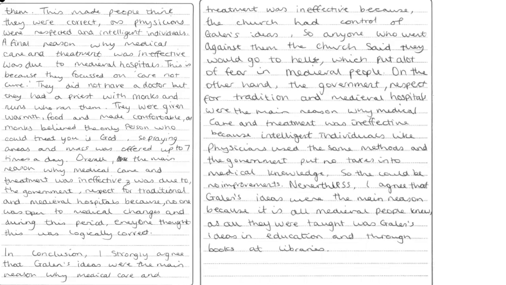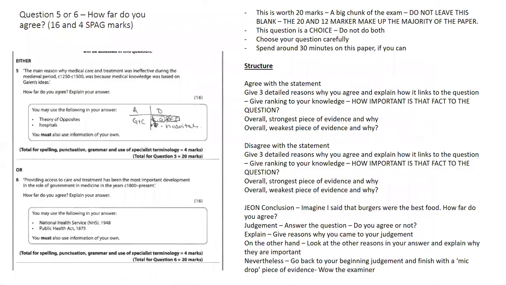Really strong answer. The ranking probably isn't there the way it should be, but to get 14 out of 16 and 4 out of 4 SPAG, really good. The spelling's not perfect in places, but the key thing is that they focus on the historical keywords. So just make sure you're spelling Galen, Hippocrates, physicians, all of those aspects correctly to get you those 4 SPAG marks.